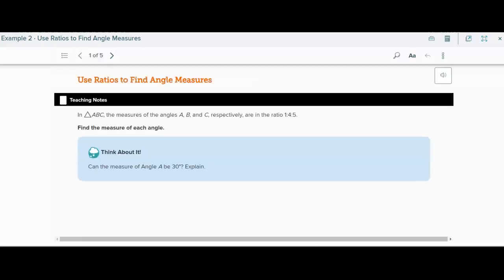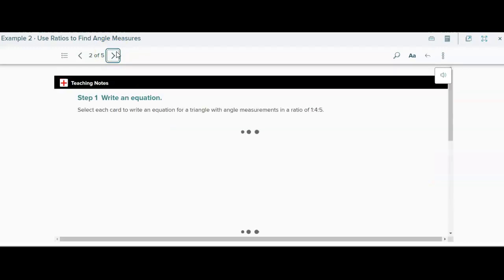But some of these get a little tricky because they don't give you the actual measure, but in this case it says that the measures of the angles are in the ratio 1 to 4 to 5. So that means, for instance, if this angle was 10, then this angle would be 40 and this angle would be 50. That doesn't work because those measures don't add up to 180, but that's kind of what that means if you understand that.